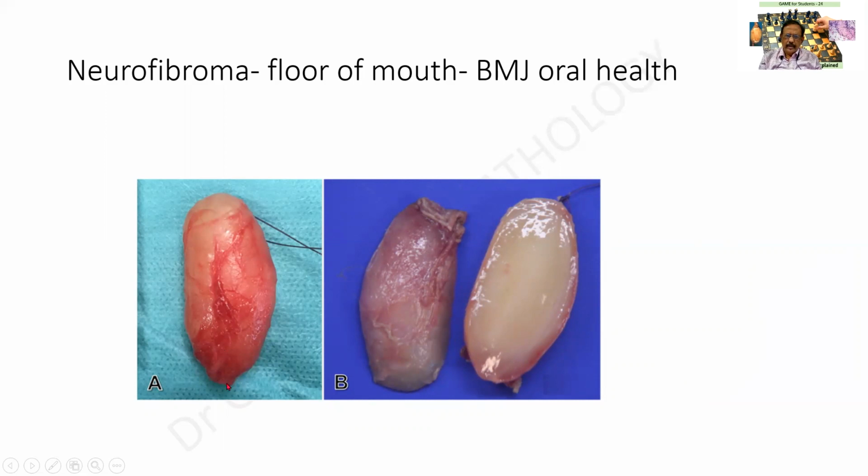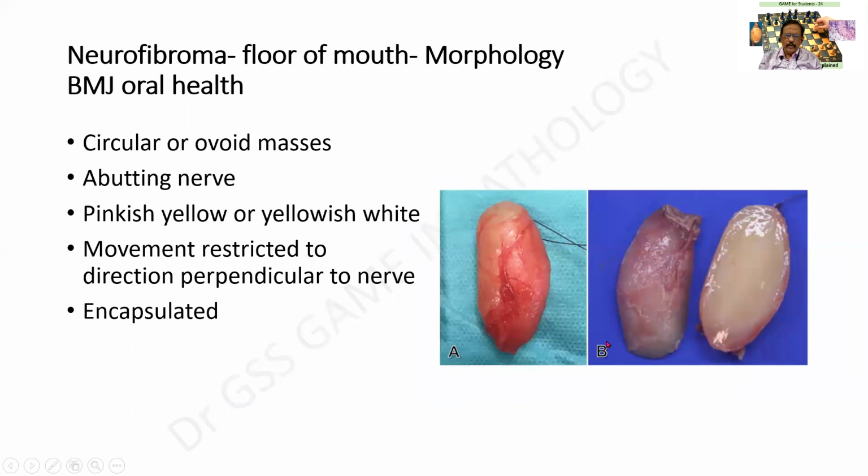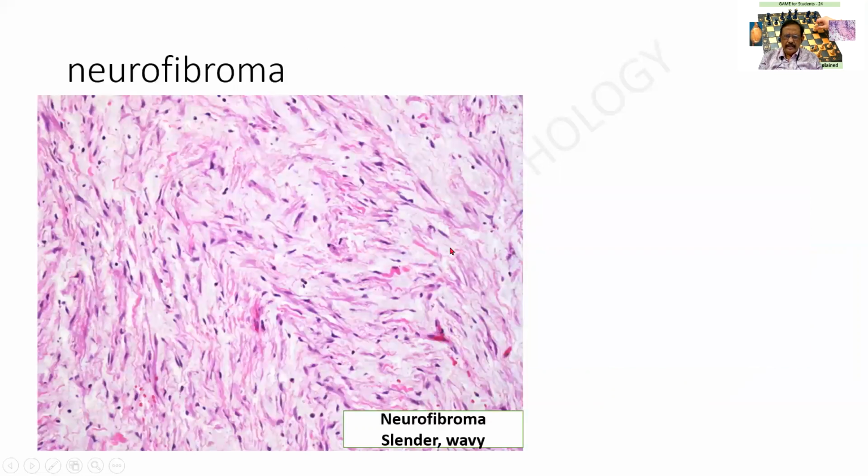So elongated tumor, etc. In the examination, you will be given a slide, not a specimen. But for completion, I am saying this. They are circular or ovoid bodies abutting the nerve, pinkish yellow to yellowish white. And the movement is restricted due to the direction of the nerve. In fact, they are perpendicular to the nerve, the motility. And they are mostly encapsulated because of the condensation.